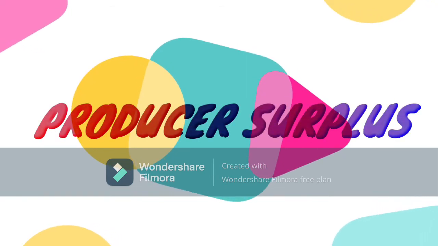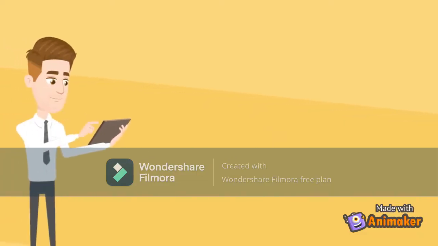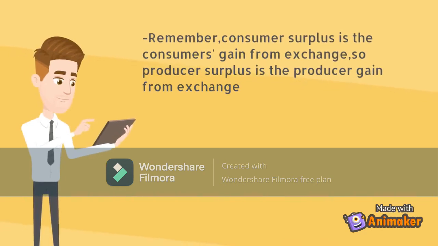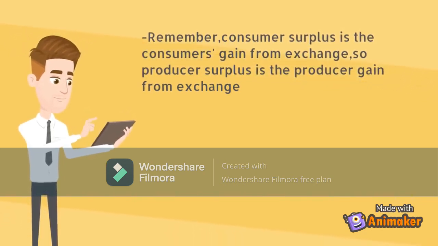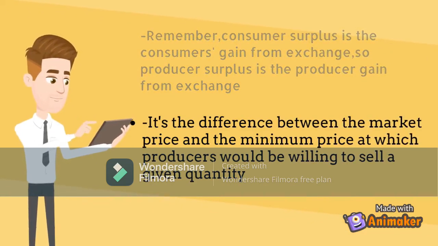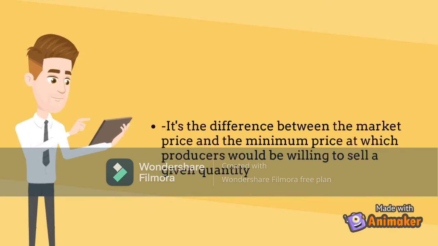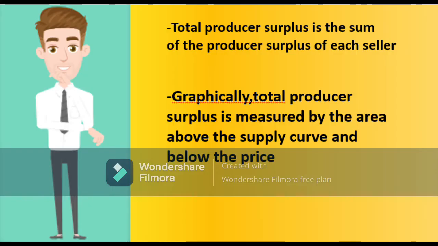So we take a look at producer surplus. Now let's go. First things first, remember that consumer surplus is the consumer's gain from exchange, so producer surplus is the producer's gain from exchange. It is the difference between the market price and the minimum price at which the producers would be willing to sell a given quantity. Total producer surplus is the sum of the producer surplus of each seller. Graphically, total producer surplus is measured by the area above the supply curve and below the price.